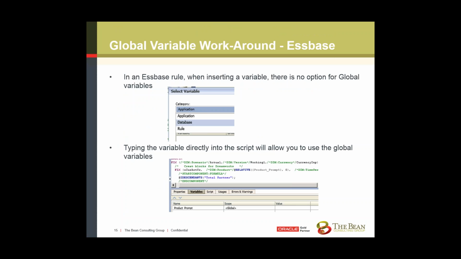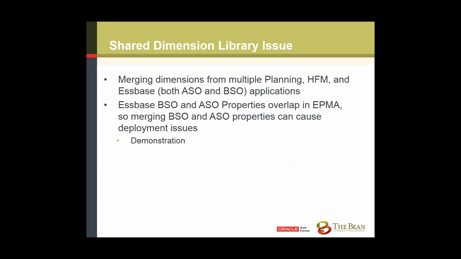In addition, on the Essbase side, for Essbase rules, there's no option for a global variable as well. But once you've created those global variables, either for standard dimension types or your generic or custom dimension types, you can actually just manually reference them by typing them in your business rule. It's easy enough to use them on the Essbase side after creating them using the workaround.